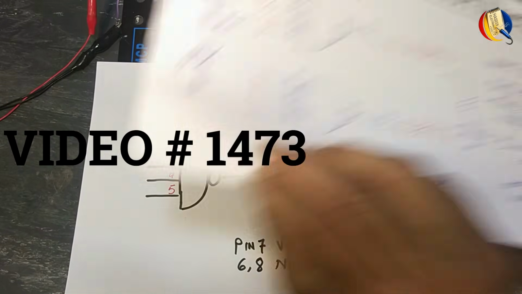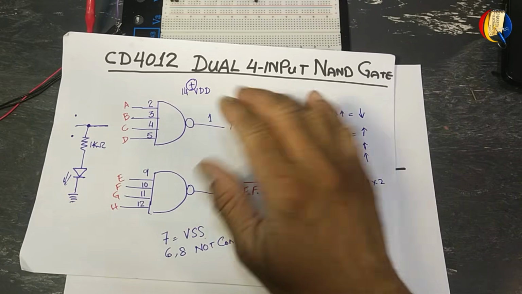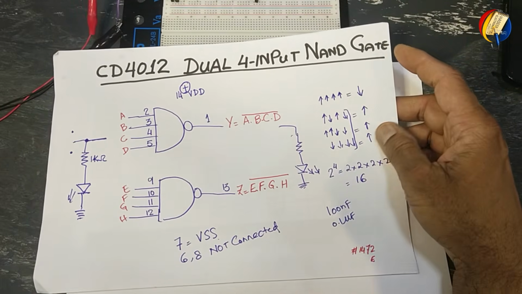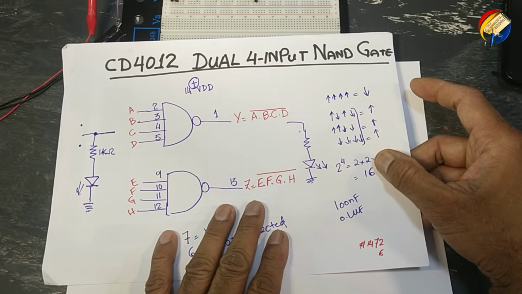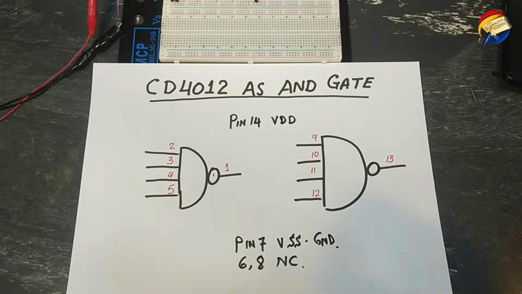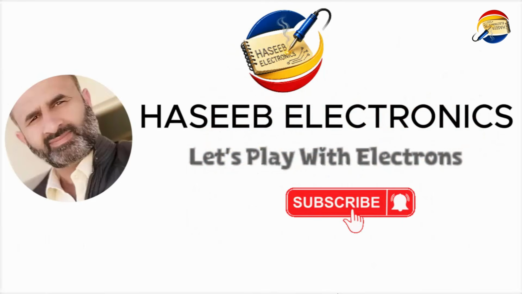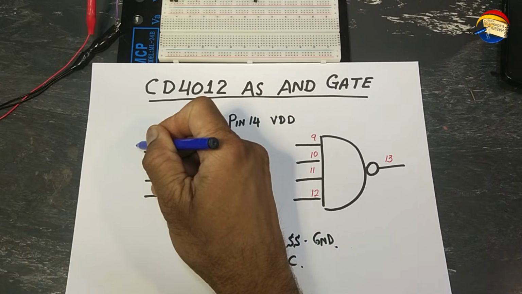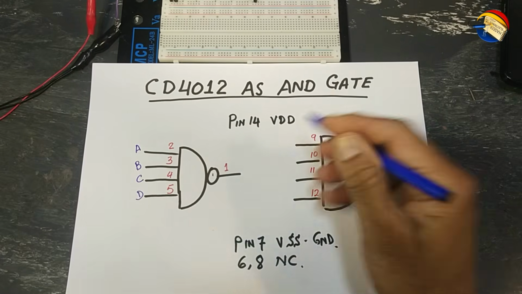In the last video I shared the function of the 4012 IC, that is, a dual 4 input NAND gate. Now we will see the possibilities to make it work as an AND gate. If we don't have a 4 input AND gate, we can convert this IC to an AND gate function. Let's suppose we have these inputs A, B, C, D.